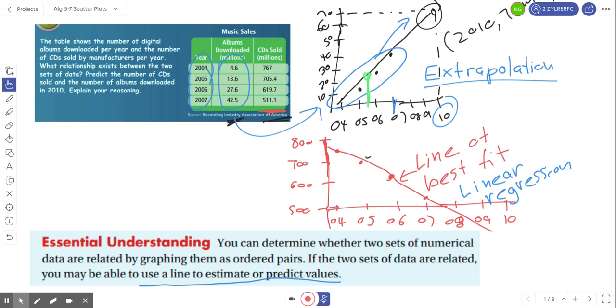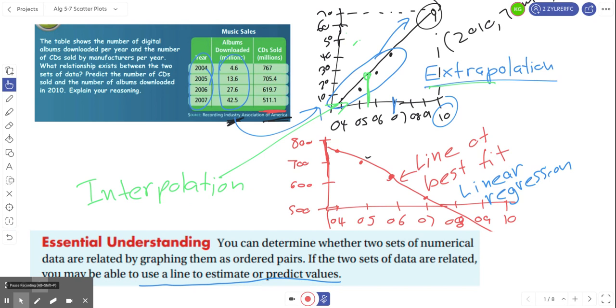I guess that doesn't make too much sense in this situation, but there are situations where finding additional points within your set of data is what you want to do. Instead of extrapolation, which finds points outside the data, we would call finding that point interpolation. That's just finding data points inside the set, using a line to guess what those might be.